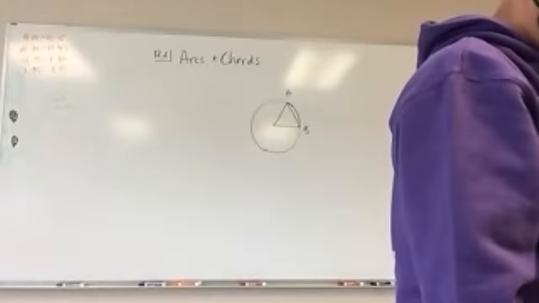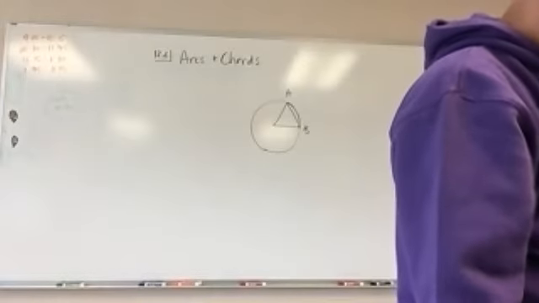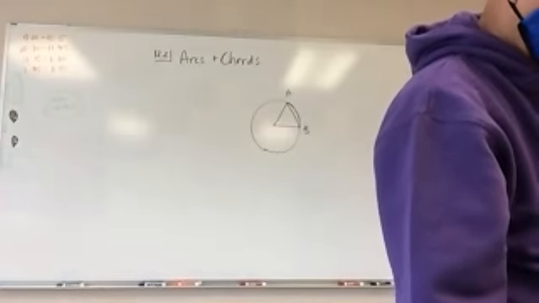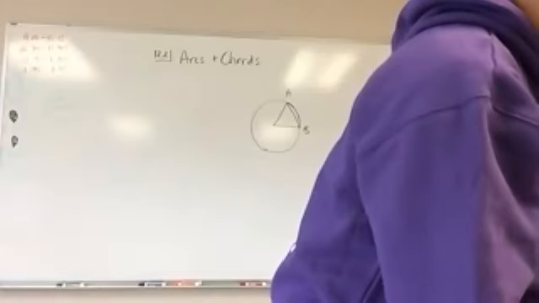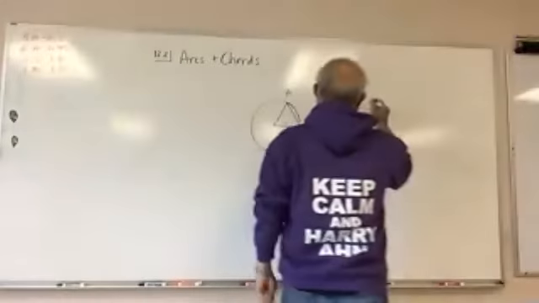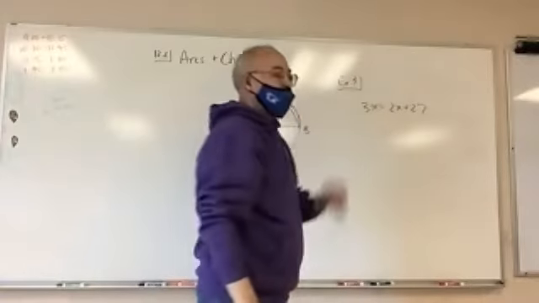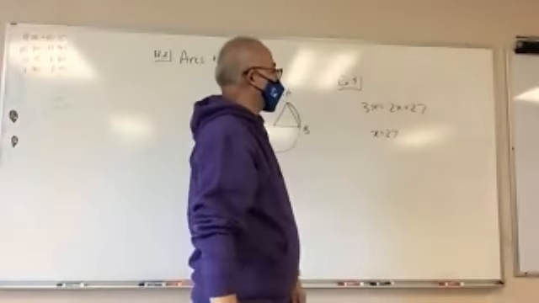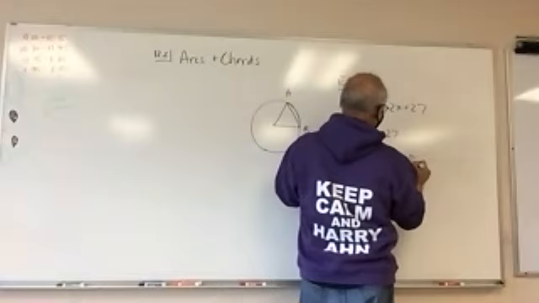Example number three, applying congruent angles, arcs, and chords. Find each measure. If the chords RS and TU are congruent, find the arc length of RS. You have the arc lengths of 3x and 2x plus 27. So you have 3x equal to 2x plus 27. You have to solve for x, right? So you subtract 2x from both sides. Pretty simple, x equals 27. So the actual arc length is going to be 3x, so it's 3 times 27, which is 81.